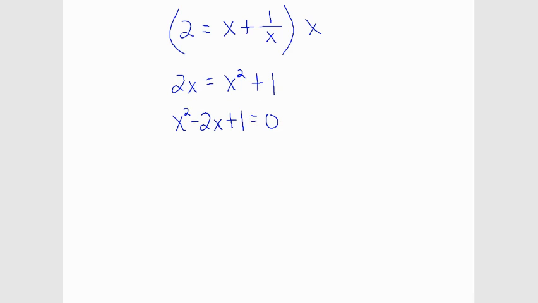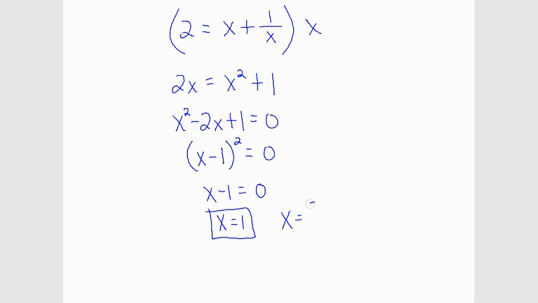And notice I got a perfect square here. So I got x minus 1 squared equals 0. Well, that just means x minus 1 equals 0. So x equals 1 will have a multiplicity of 2, and my other solution was x equals negative 3 plus or minus square root of 5 over 2.